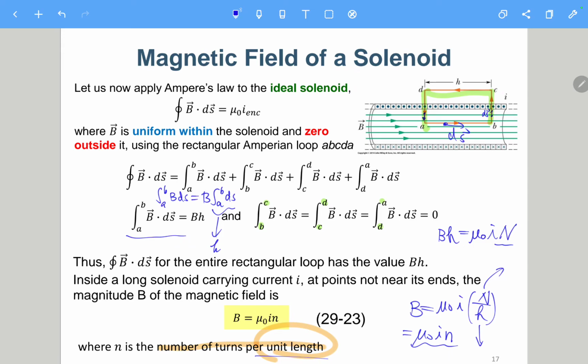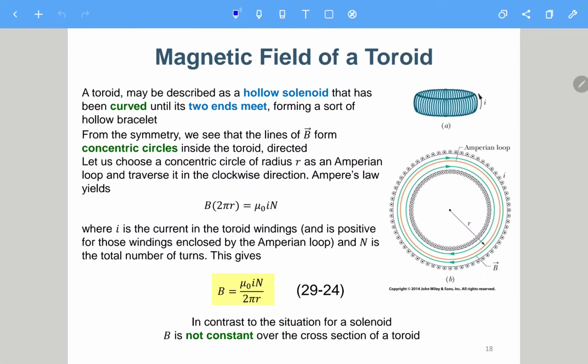So it relates to mu 0, which is a constant, 4 pi times 10 to the minus 7, and then this relates to the current, how large the current is, and this is the number of turns per unit length, like the density of the turns.